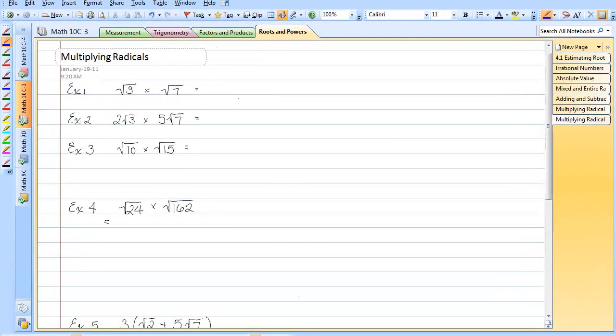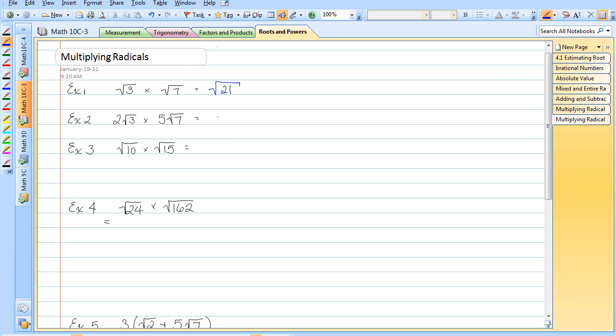When multiplying radicals, we want to look at multiplying radicand by radicand and coefficient by coefficient. So if we take a look at the very first example, root 3 times root 7, we simply multiply those radicands together to come up with square root of 21. Looking at root 21, 21 does not have any perfect square factors, and therefore it is considered simplified.